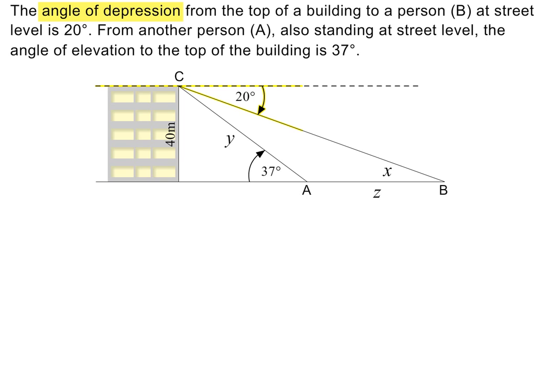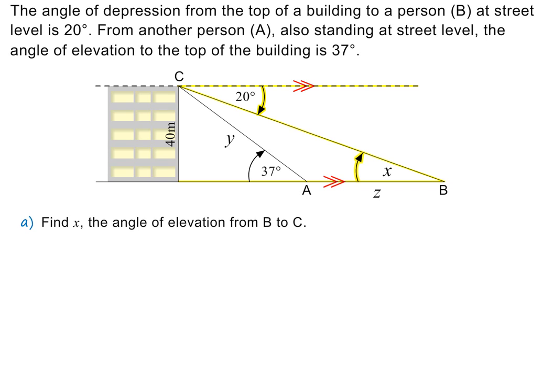Please note, the angle of depression is always measured from the horizontal downwards, and an angle of elevation is always measured from the horizontal upwards. Part A of the question is to find x, the angle of elevation from B to C.